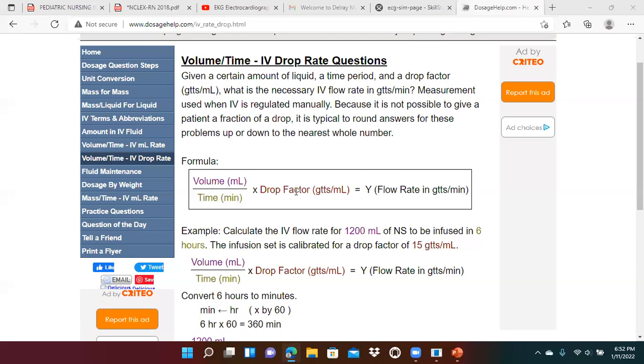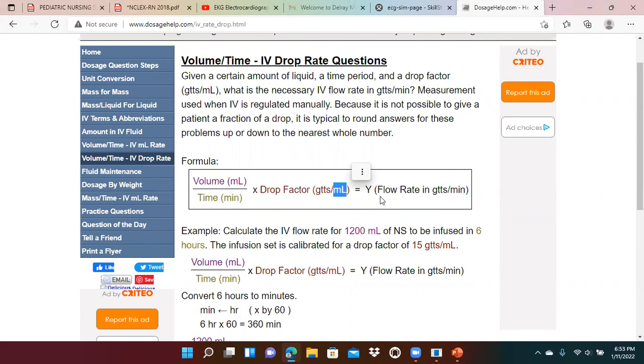So if you ask me what the difference is between this drop factor and this, this is the drop factor, which is supposed to be mentioned in the question. The drop factor unit is GTT per mL, but the flow rate in drop factor unit is GTT per minute. So that is the only difference between here and here. If the concentration is not given when you are practicing, or when you read the question on the NCLEX board, you have a chance to lose the point.